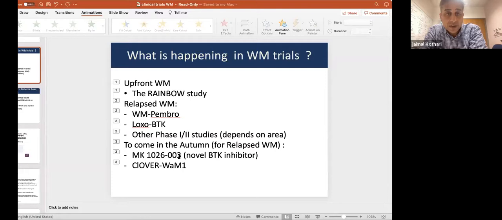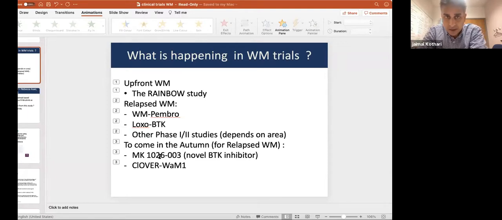This class of drugs is not going away. I think drugs like Loxo, and also a similar drug called MK1026, are the future of BTK inhibition. Again, this is a new BTK inhibitor. These drugs are available for patients who have failed ibrutinib. You can have failed a standard BTK inhibitor and then go on to this, or it's for patients that have never been exposed to a BTK inhibitor.